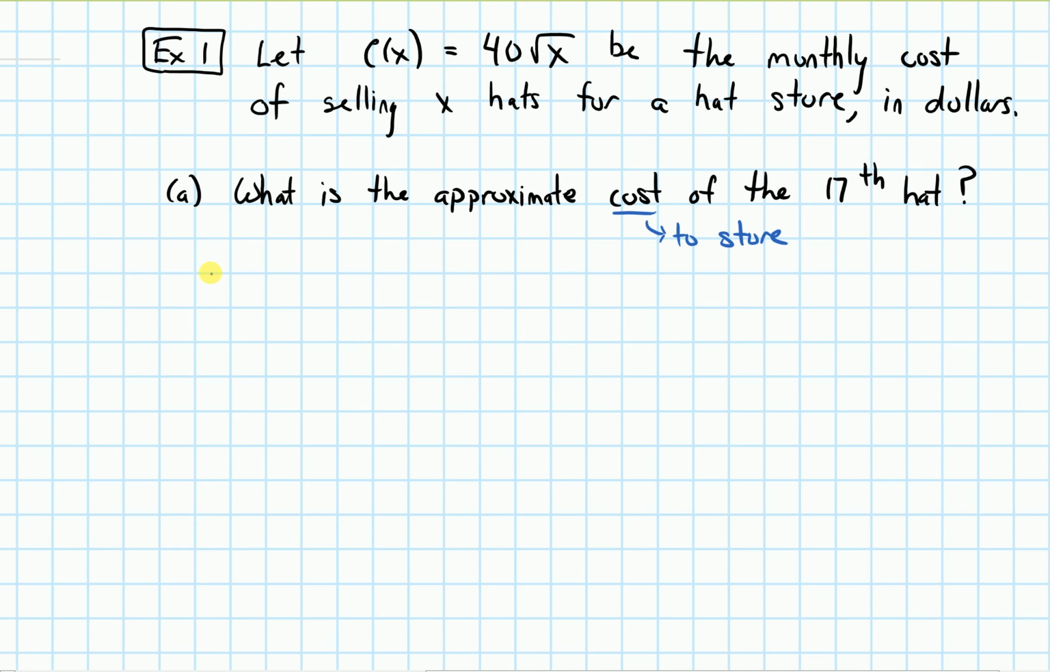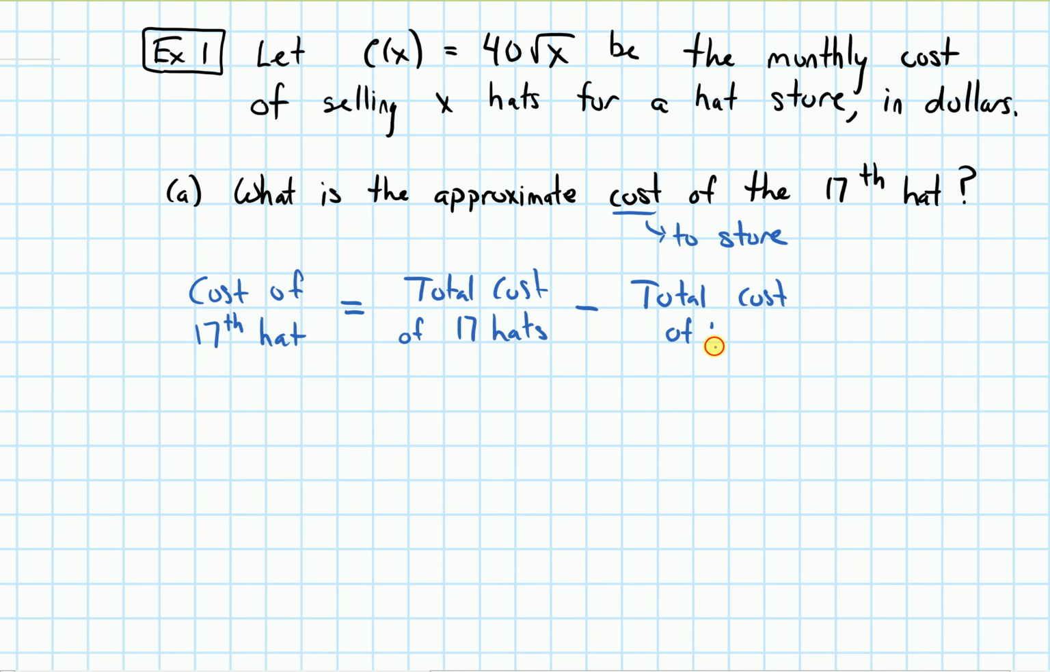Okay, so if we're trying to find the cost of the 17th hat just on its own, that's equal to the total cost of 17 hats minus the total cost of 16 hats. In other words, we've got to find the total cost of selling 17 hats and subtract the total cost of selling 16 hats, and that would give us the cost of the 17th hat alone.